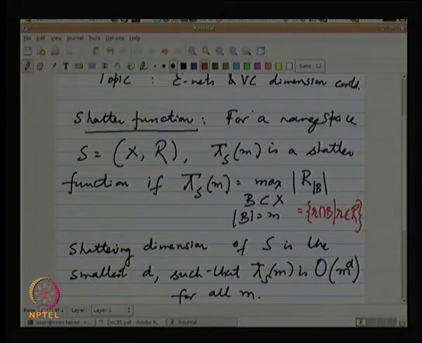So, for some sets, can the shattering dimension be infinite? Yeah, it can be. You will see the VC dimension can be infinite, and the shattering dimension can also be infinite. Clearly, where the VC dimension is infinite, the shattering dimension is also going to be infinite. Can you give an example, given a point set, and show how to compute the shattering dimension? Yeah, I will do that. In fact, I have done that already.